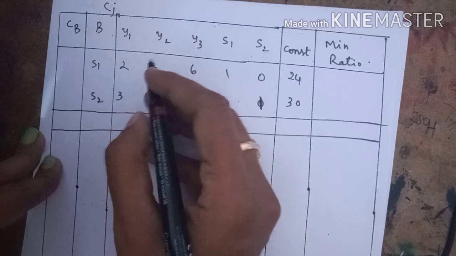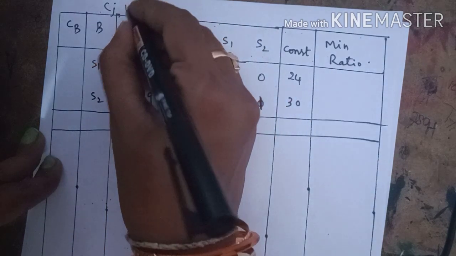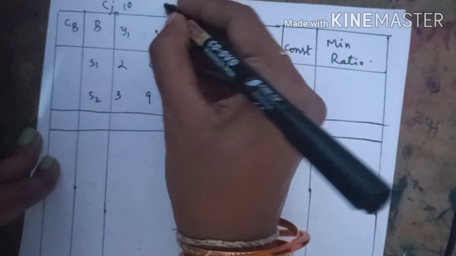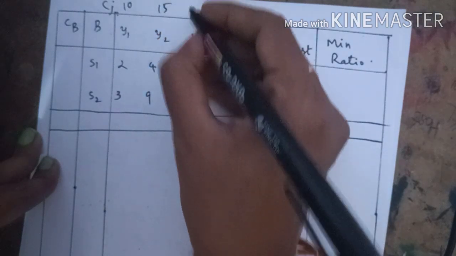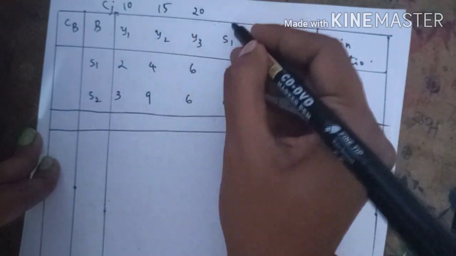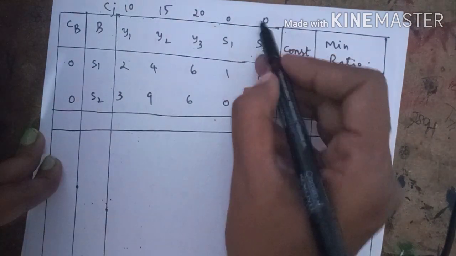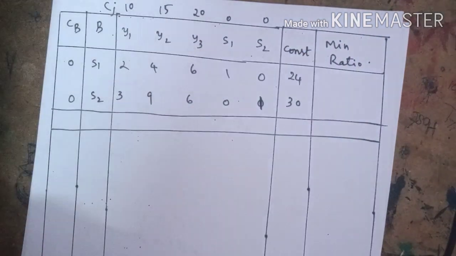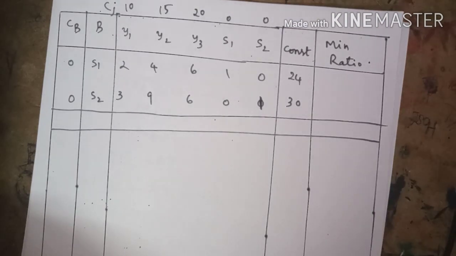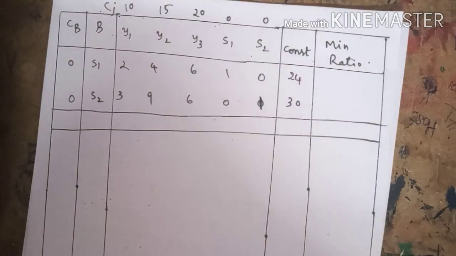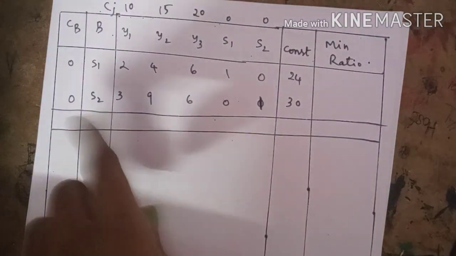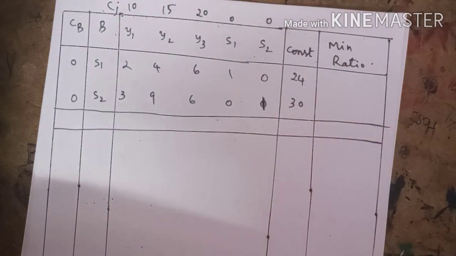Now Cj we will write. Cj is 10 for y1, the coefficient of y1 is 10, 15 for y2, 20 for y3, and s1 is 0, s2 is 0. That's why zeros are there. I wrote it like this using the standard form. And I have drawn one line like this. This row is called the index row.